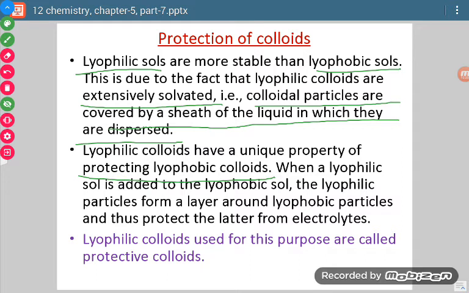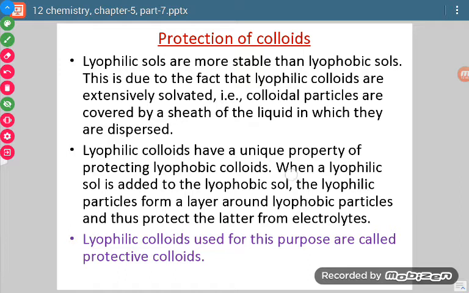Okay, now see, if we have a lyophobic colloid and we want to protect it, then we have to add a little amount of lyophilic sol in that. What it will do is, these lyophilic sol particles will form a layer around the lyophobic particles.